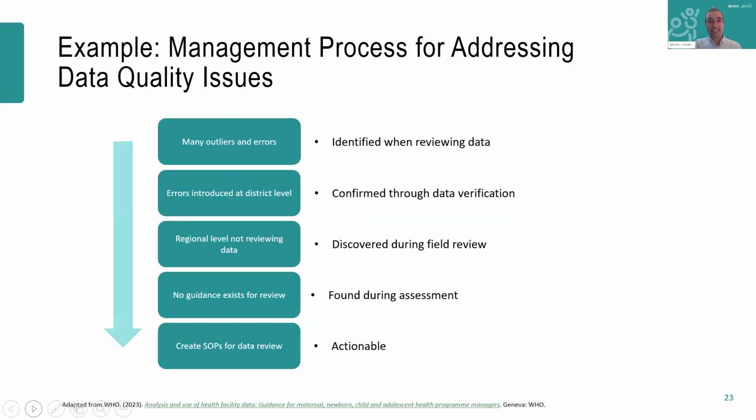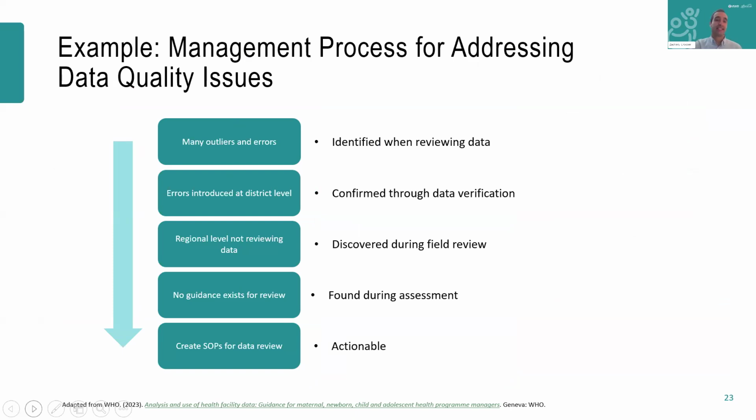So this is my last slide. And the other main component of presentation number 3 is to help program managers understand what can and should be done to address data quality issues. When issues are identified, program managers will need to understand the root causes. So why are these problems occurring? And then come up with an action plan to address them.